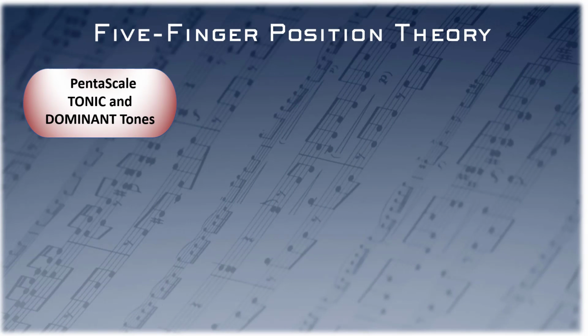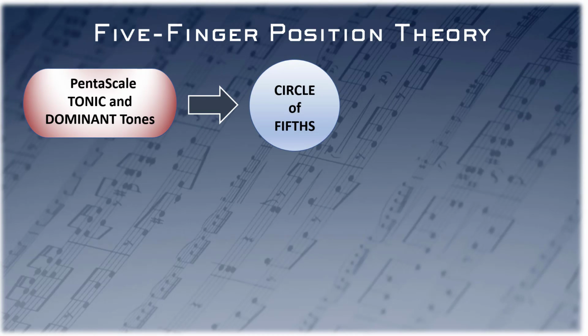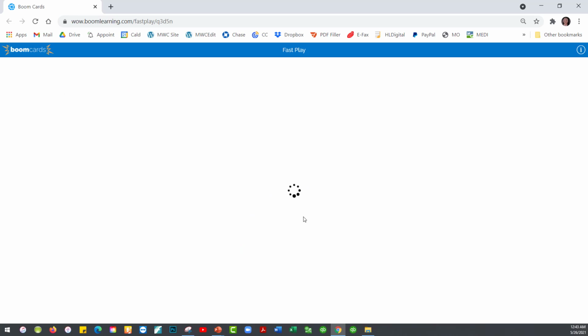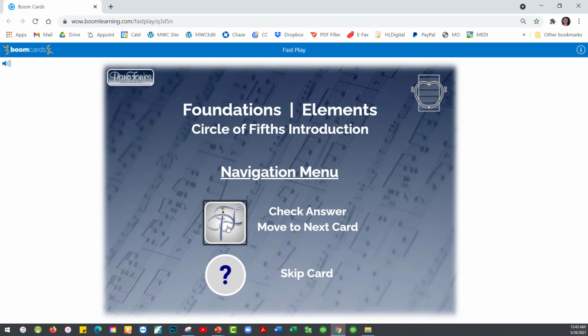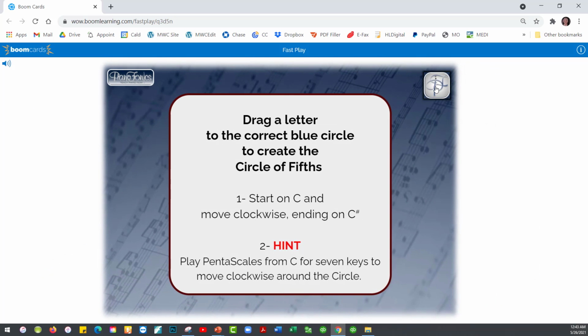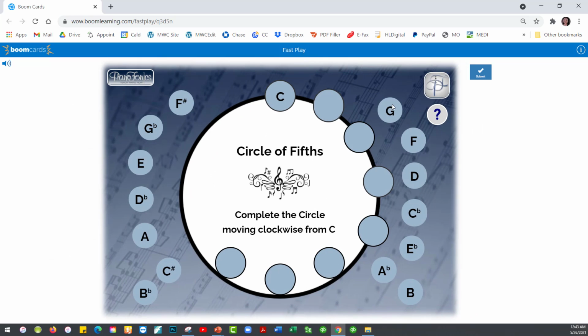Tonic and dominant tones create a circle of fifths. These 2 tones are very visible on a circle without key signatures. A perfect introduction to the primary structure in music theory when students know their pentascales. We're going to drag a letter to this circle of fifths without key signatures. A G is a fifth above a C, a D is a fifth above a G, etc.